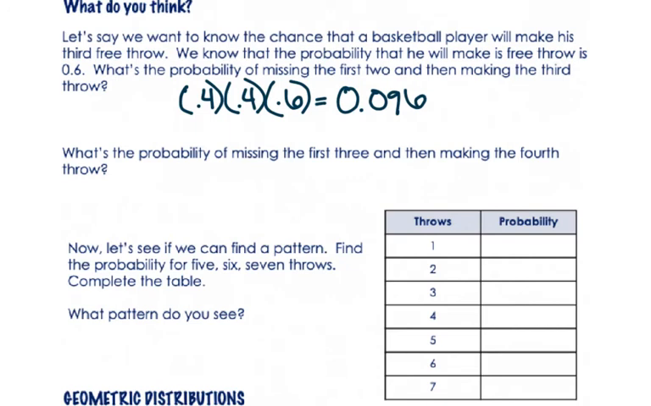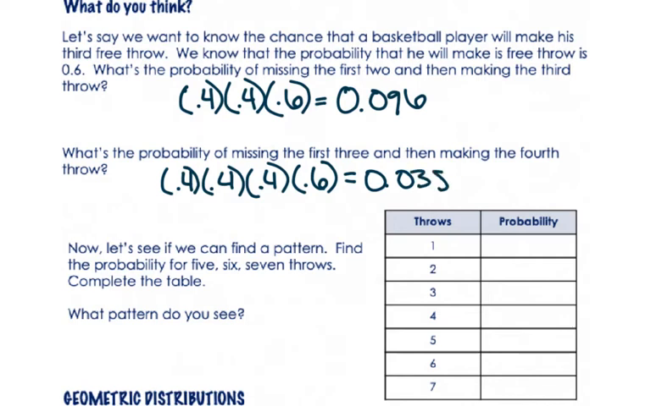Alright? And then what would be the probability of missing the first 3 and then making the 4th? So he misses, misses, misses, and then makes it. Alright. So let's see if we can find a pattern.